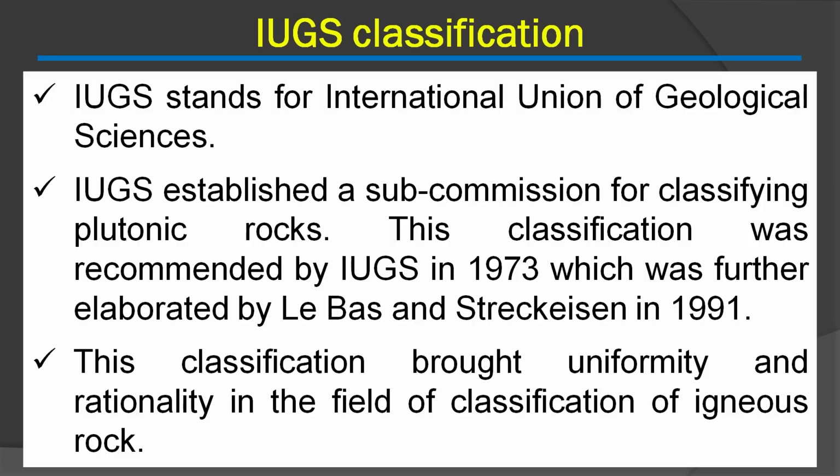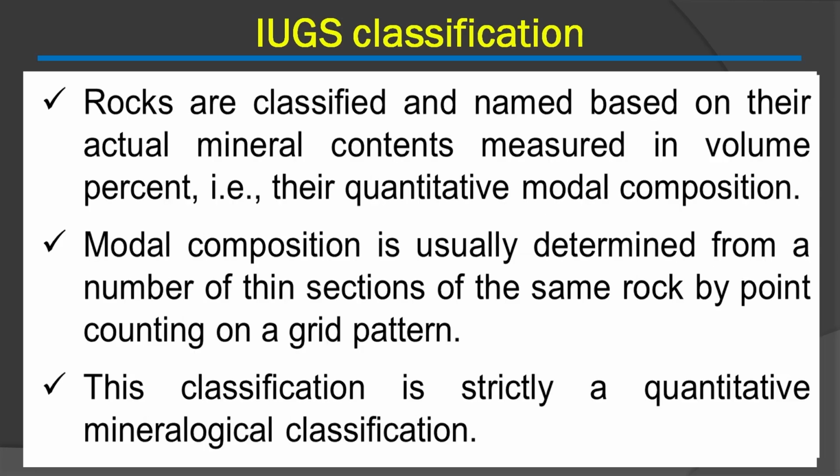Moving on to the most widely accepted classification of igneous rocks, that is the IUGS classification. IUGS stands for the International Union of Geological Sciences. IUGS established a subcommission for classifying plutonic rocks. This classification was recommended by IUGS in 1973, which was further elaborated by Le Bas and Streckeisen in 1991. This classification has been able to bring uniformity and rationality in the field of classification of igneous rocks.